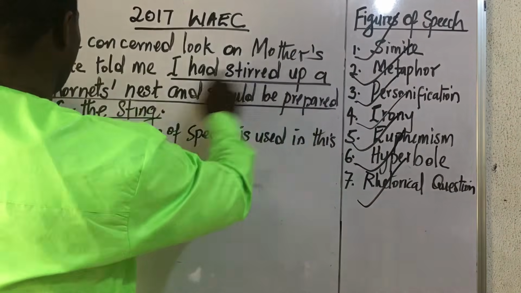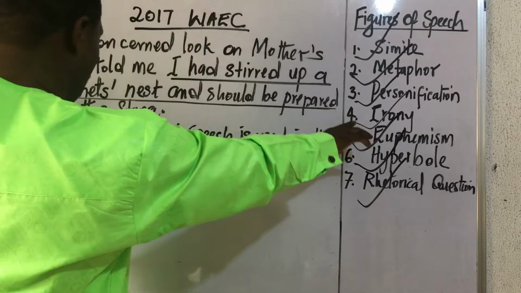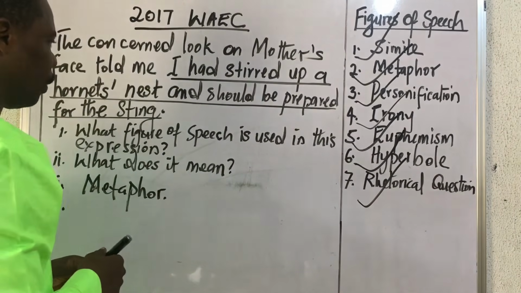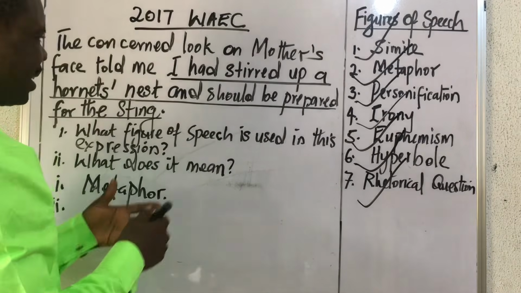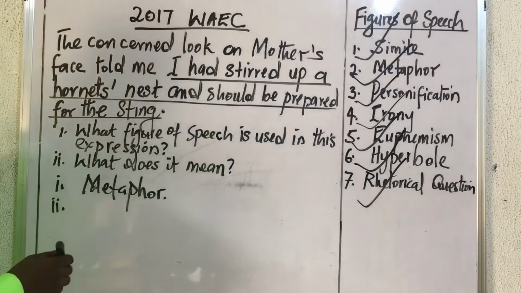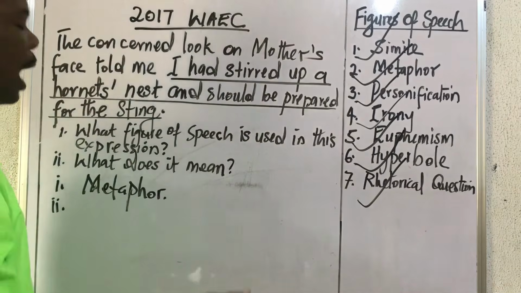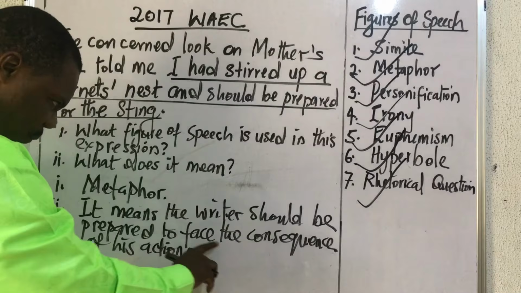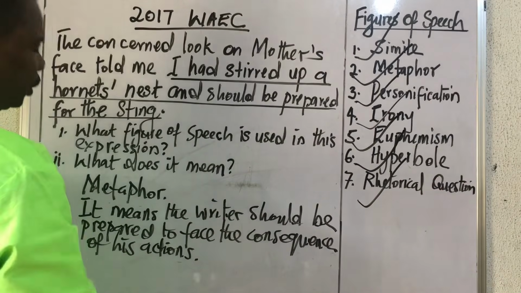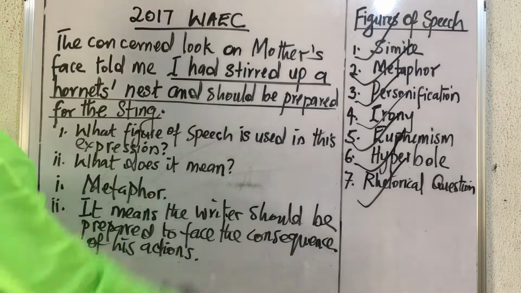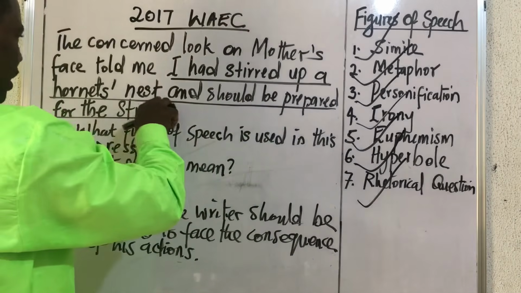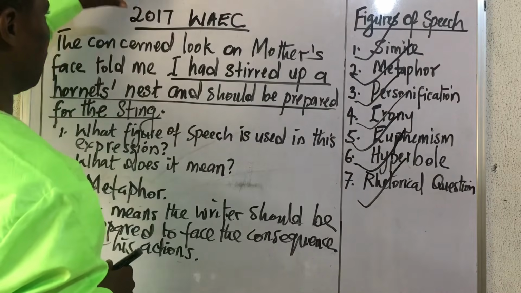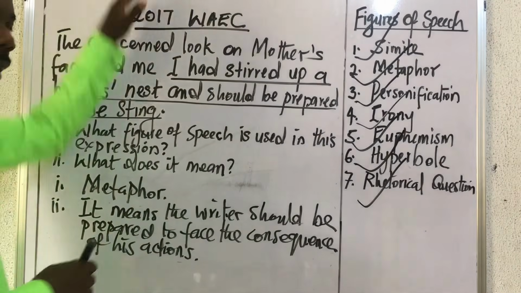Number 2 says, what does it mean? I had stirred up a hornet's nest and should be prepared for the sting. It's like a beehive. You have disturbed the bees in their home. So you should be prepared for the sting. That is, one should be prepared for the consequence of his action. It means the writer should be prepared to face the consequence of his actions. So that is the meaning of I had stirred up a hornet's nest and should be prepared for the sting. So that is that for 2017.